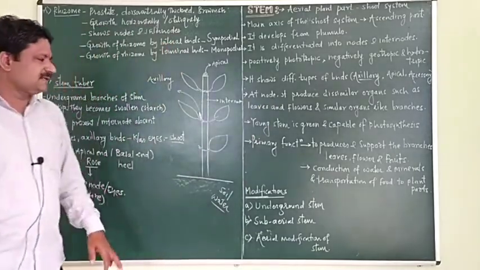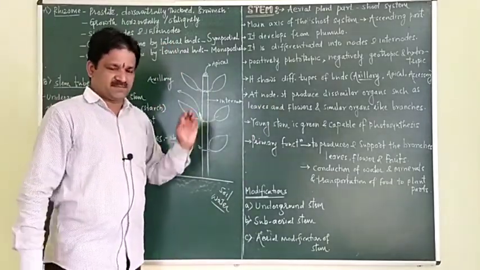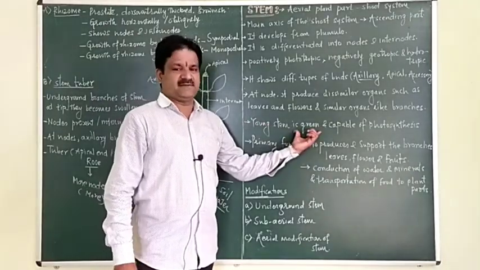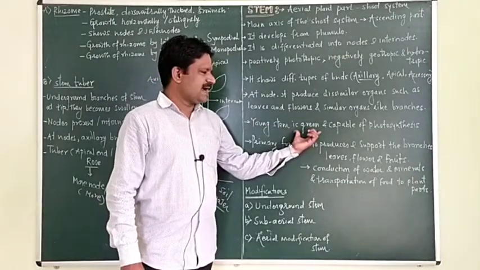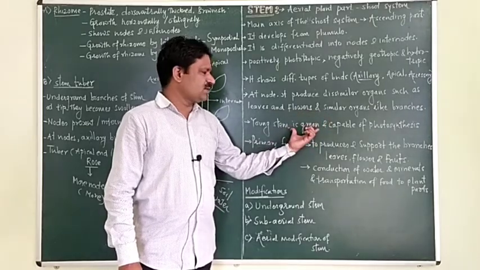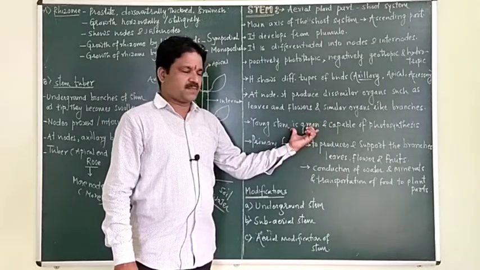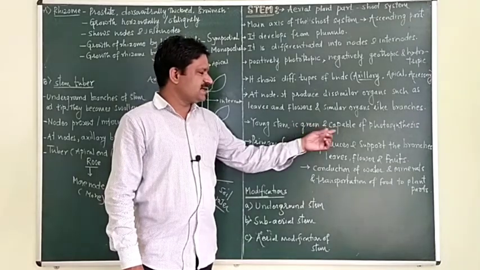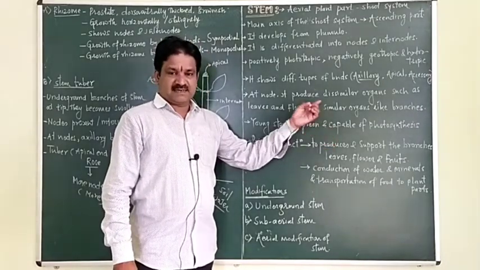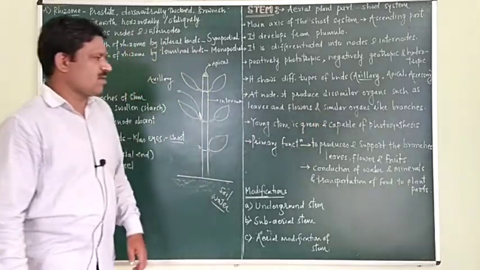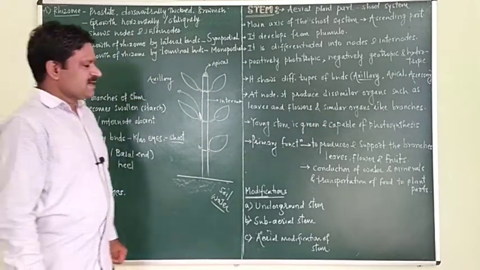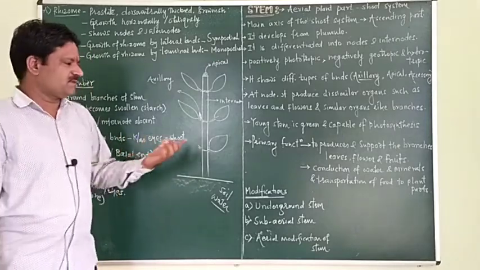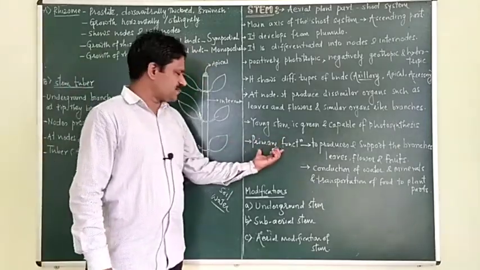Now see, at the youngest condition, if the plant is young, the young stem is green. It is green because chloroplast is there. Due to the presence of chloroplast, the young stem is green, and that young stem is capable of photosynthesis. Now see, what is the function of the stem?